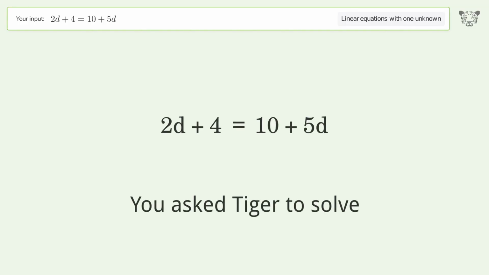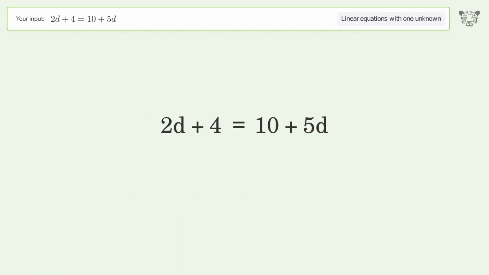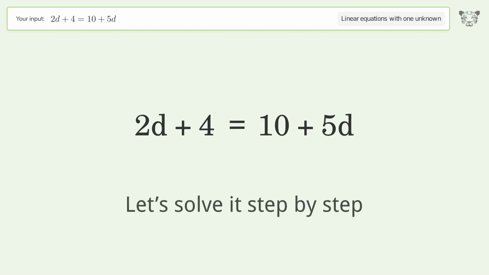You ask Tiger to solve. This deals with linear equations with one unknown. The final result is d equals -2. Let's solve it step by step.